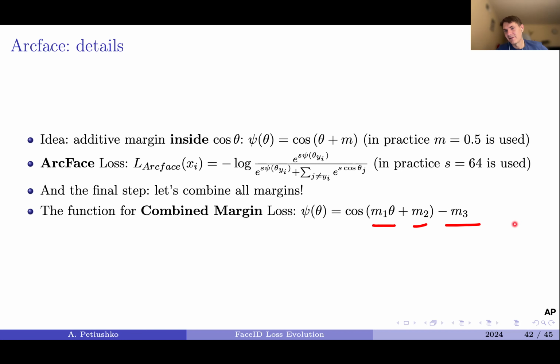CosFace, SphereFace, and ArcFace. All 3. By the way, this is SphereFace, this is ArcFace, and this is CosFace. And everything together is called combined margin loss.